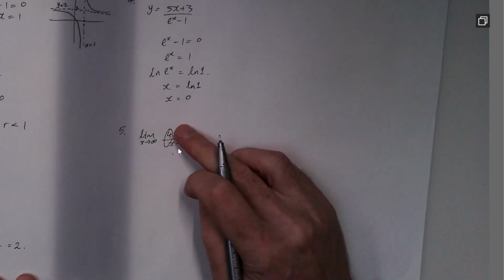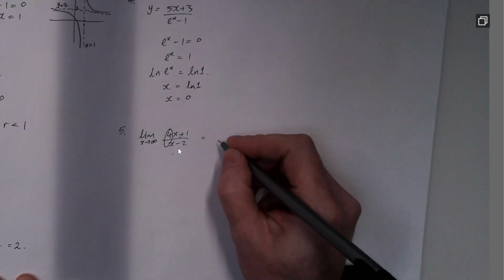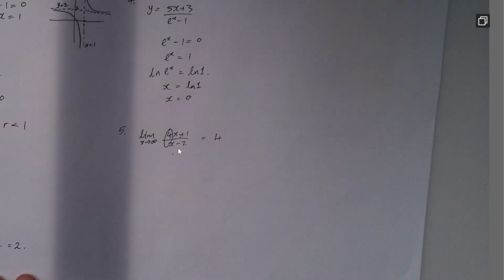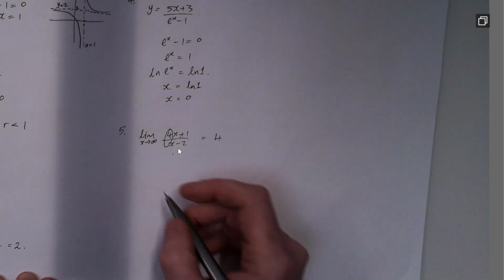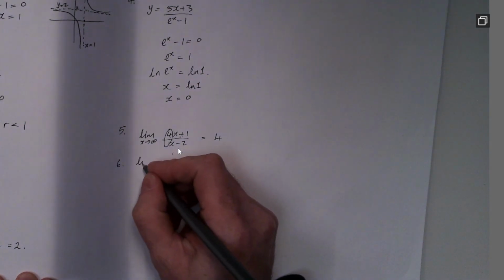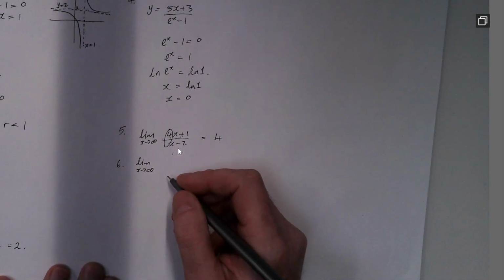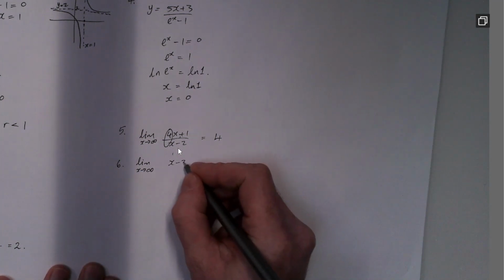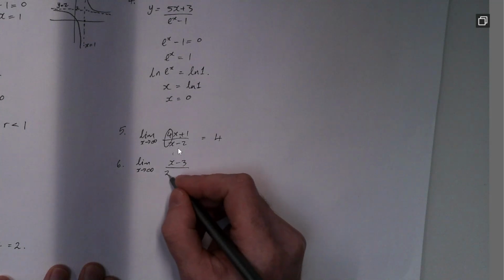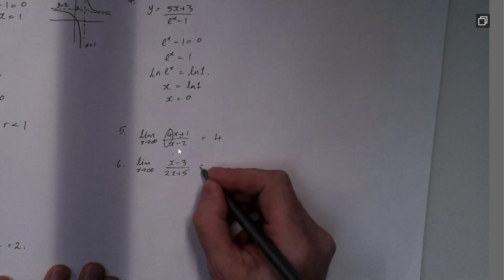If the degrees of x are identical on top and bottom, then your limit is 4 over 1. As x goes to infinity, x minus 3 over 2x plus something, then the limit.